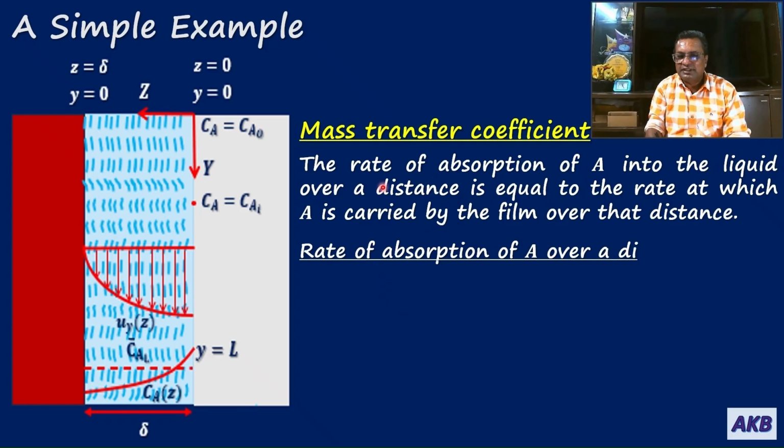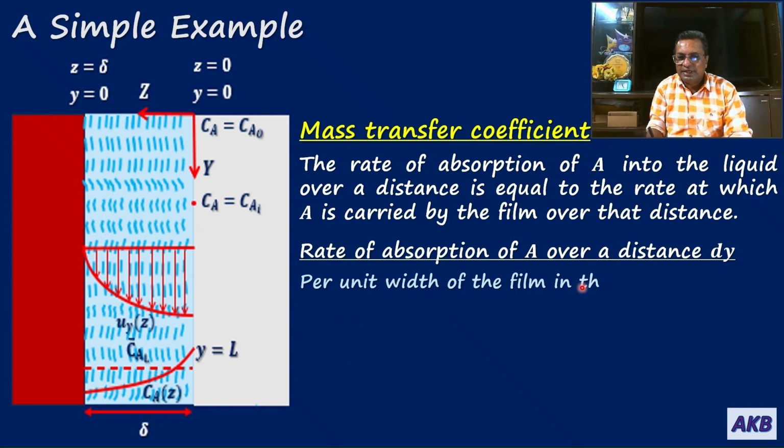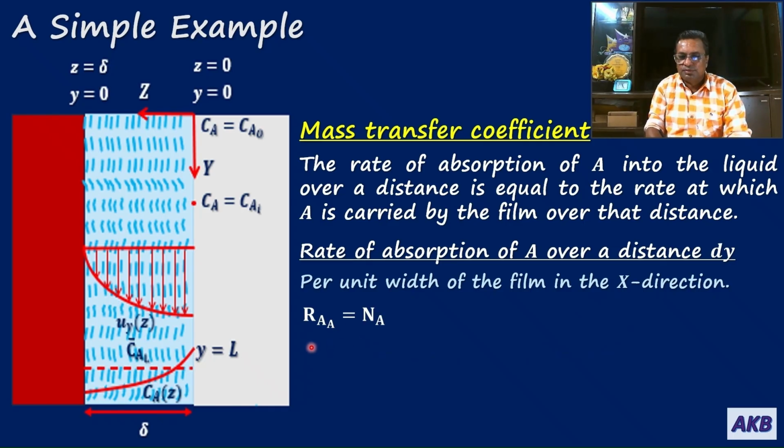So now let us first get the rate of absorption of A over some distance, and let that distance be dy, a differential distance. We are going to get that rate per unit width of the film in the x direction, which is perpendicular to this plane. I am going to denote that rate as RAA.